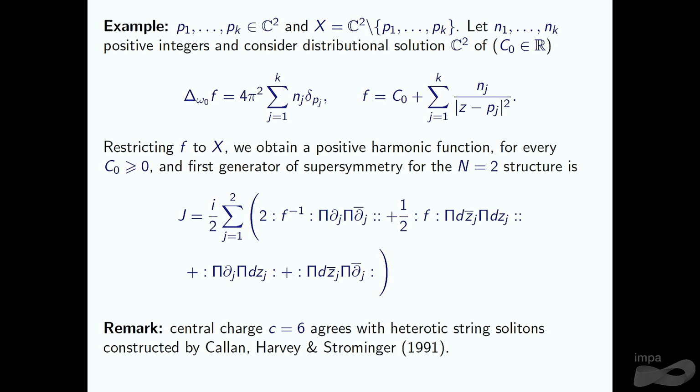And just to finish, let me mention that this actually seems to pretty much match a construction of heterotic string solitons by Callan, Harvey, Strominger with central charge C equals to 6 in a paper in 1991. Okay, so I finish here. Thank you for your attention.